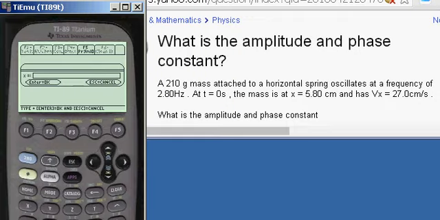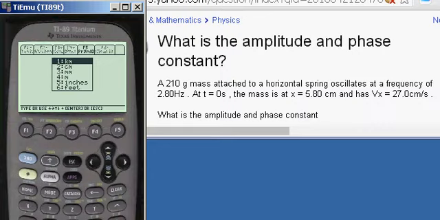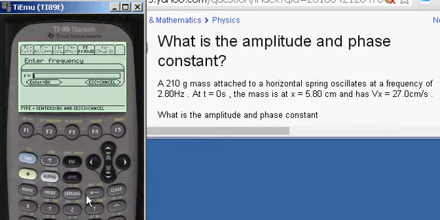So we're at the stretch. X equals 5.8, alpha 5.8 centimeters, number 2, and we're going to enter the frequency, which is 2.8 cycles, alpha 2.8.